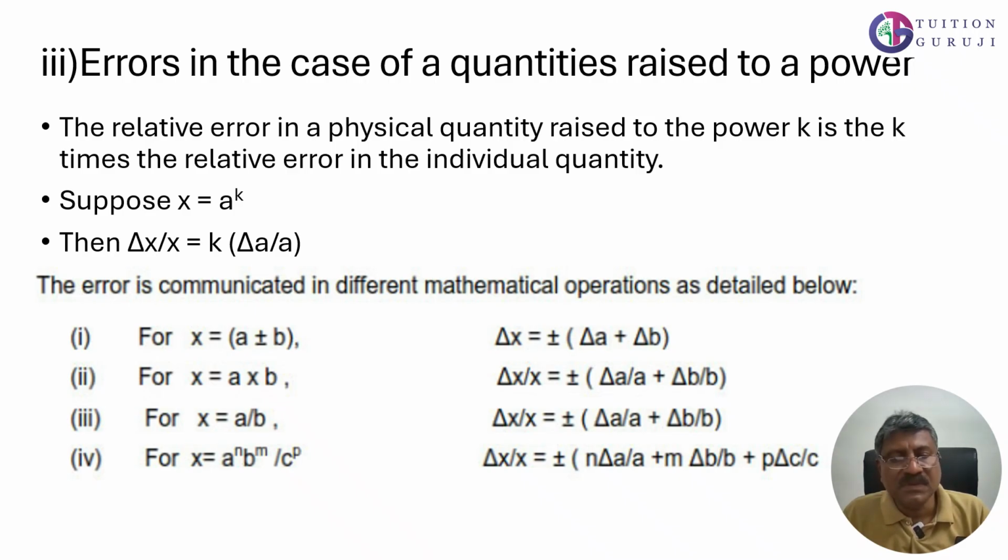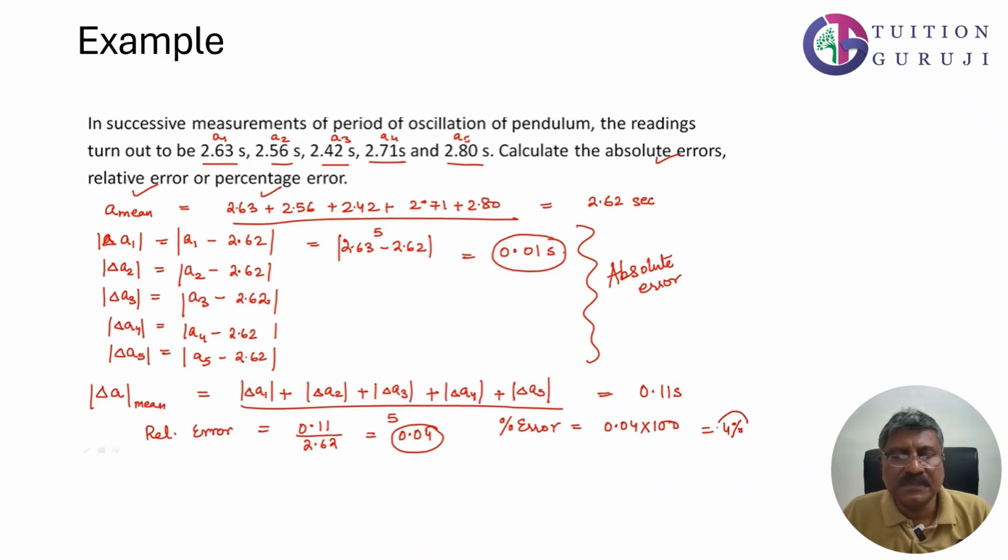For x is equal to a raised to n b raised to m divided by c raised to p, then delta x by x is equal to n times delta a by a plus m times delta b by b plus p times delta c by c. Let's consider one example. In successive measurements of period of oscillation of pendulum, the readings are 2.63, 2.56, 2.42, 2.71 and 2.8 seconds. Calculate the absolute errors, relative error and percentage errors.